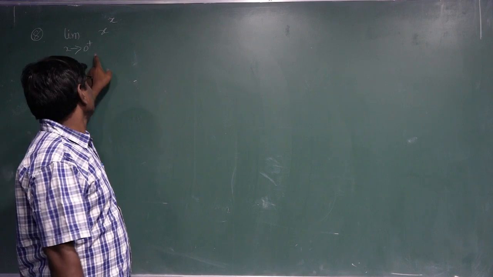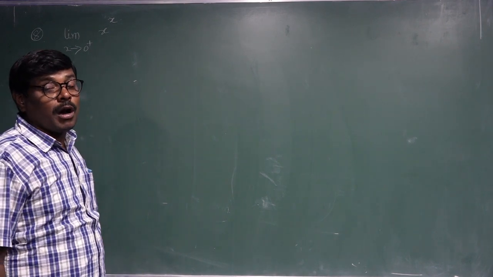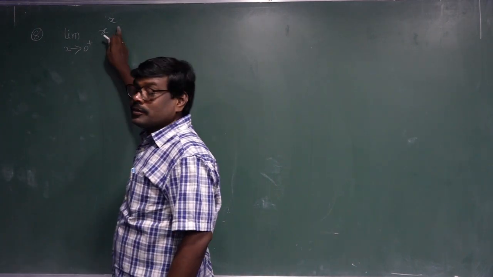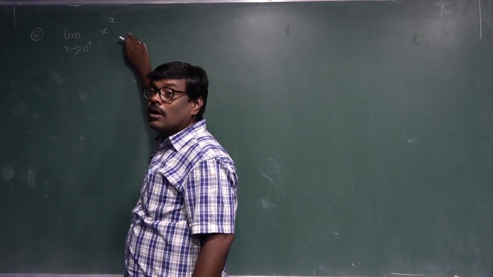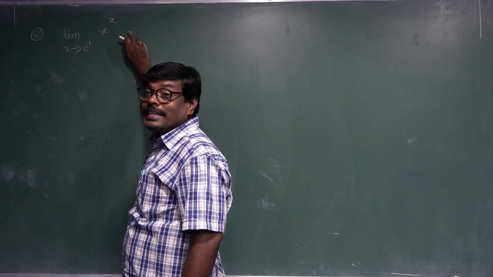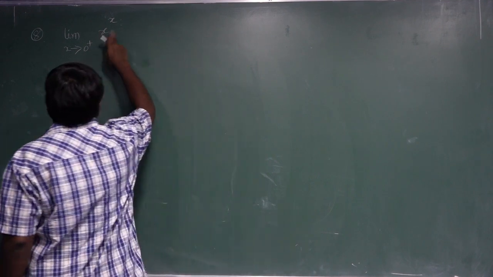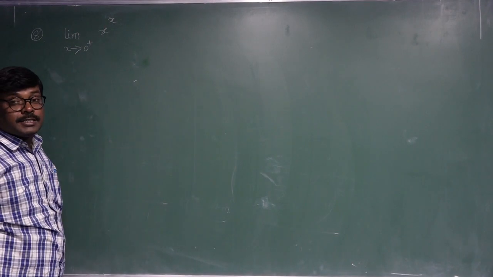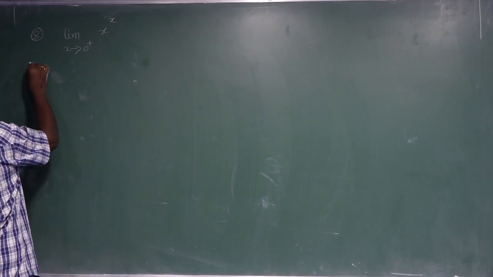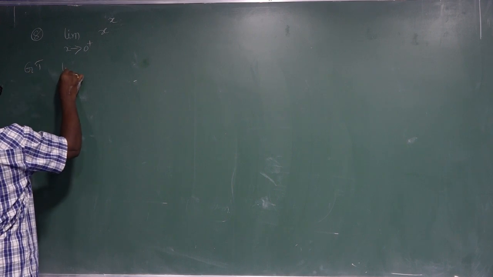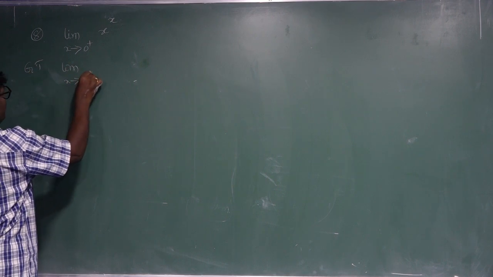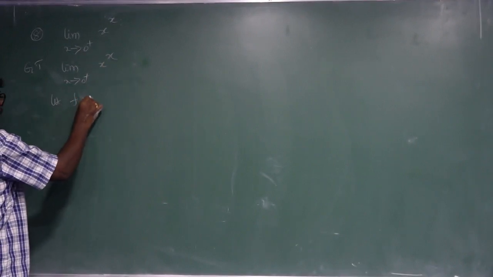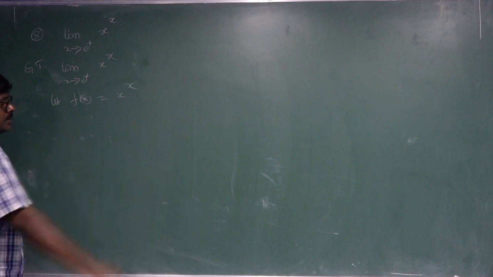Limit as x tends to 0 plus of x power of x. This is a power function. Let f of x equal x power of x. Take log on both sides. Solution: given the limit as x tends to 0 plus of x power of x, let f of x equal x power of x.